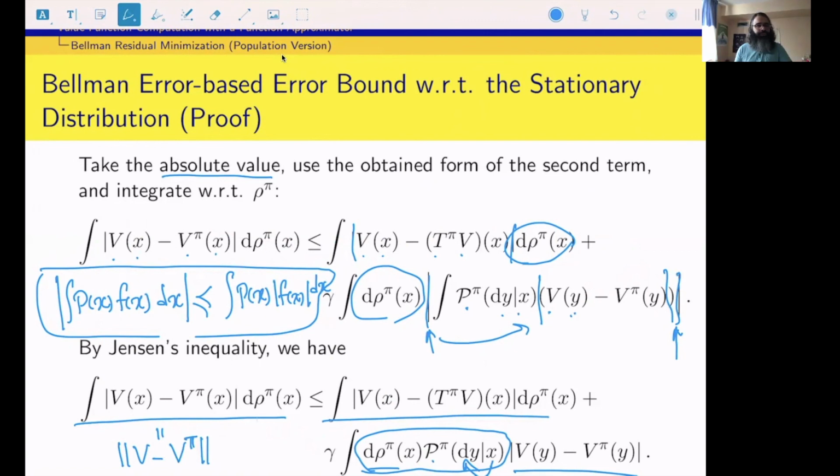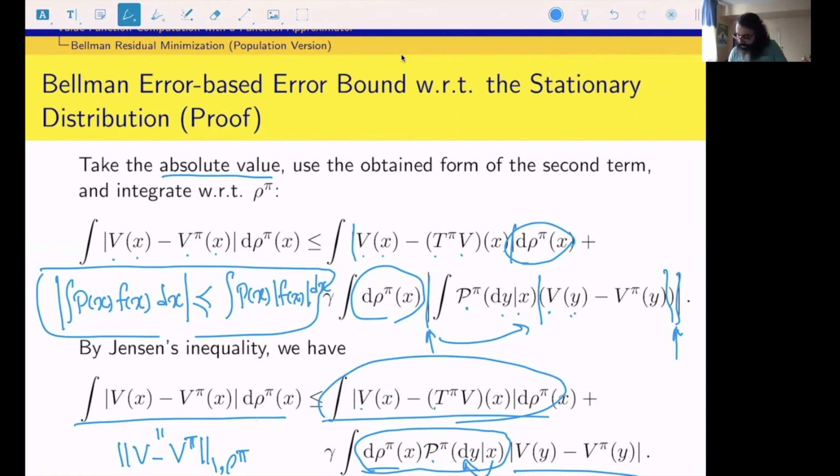Is it L2 norm? There it is, the answer. It's L1, yes, exactly. So it's L1 with respect to distribution pi. The same for the other one. So this is also the norm, but this is the norm of v minus T pi v. So it's the L1 norm of the Bellman residual.